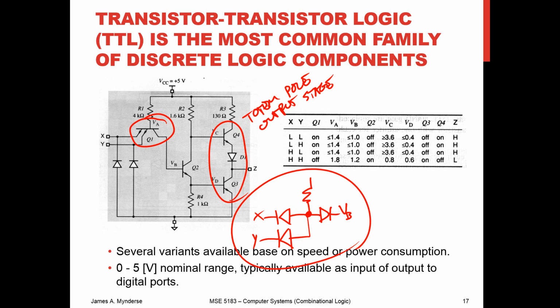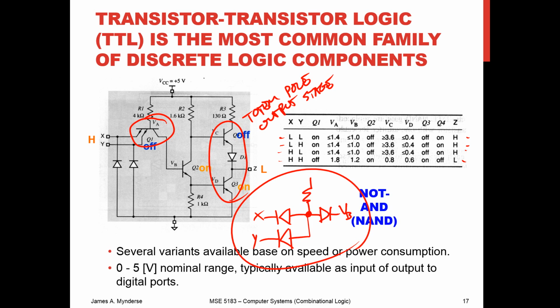And if you look through your logic here, if X and Y are both low, then the output is high. If either one of them is low, then the output is high. And if they're both high, then the output is low. What is that? Well, that is our NAND. So there's lots of variations on this. They all operate on 0 to 5 volts. And so they'll work nicely with your digital inputs or your digital outputs on your microcontrollers.